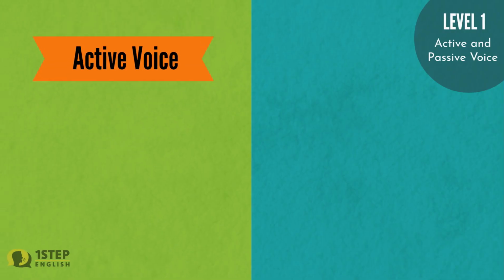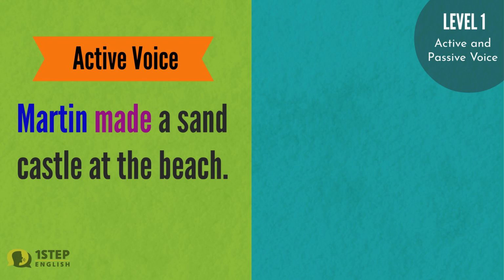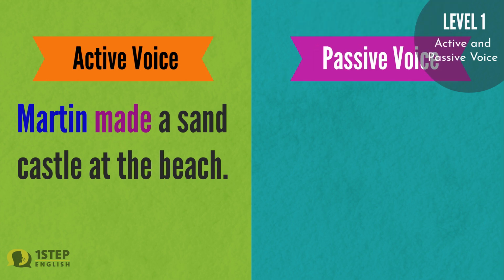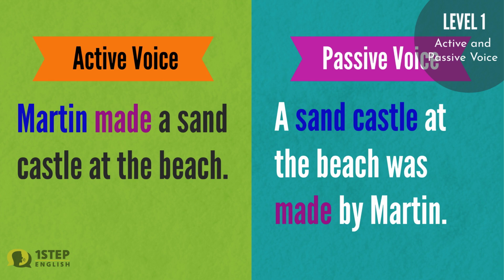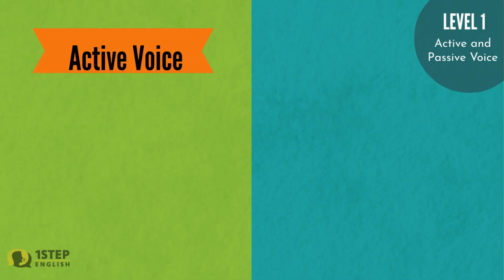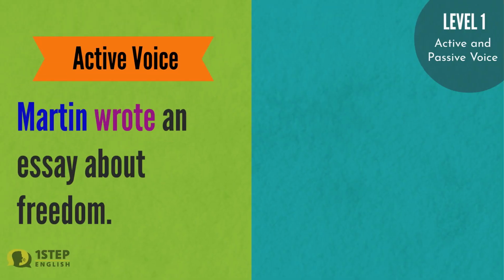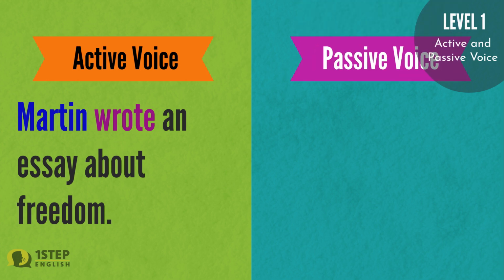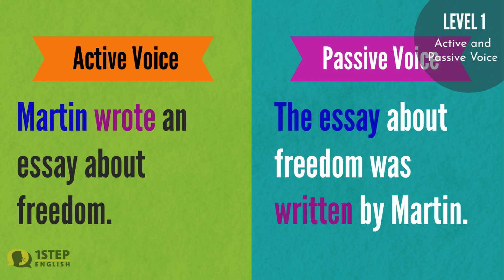Active voice. Martin made a sandcastle at the beach. Passive voice. A sandcastle at the beach was made by Martin. Active voice. Martin wrote an essay about freedom. Passive voice. The essay about freedom was written by Martin.